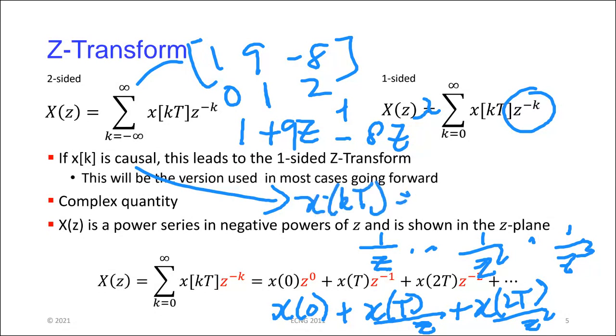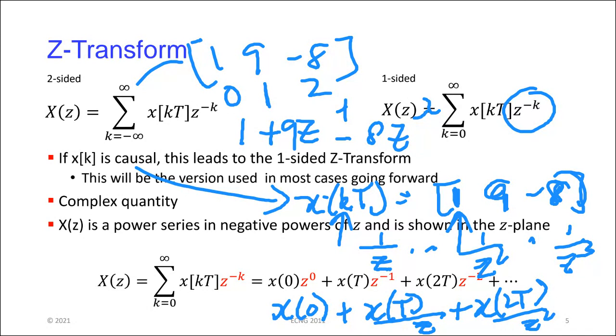xkt is equal to 1, 9 minus 8, right? We're starting k from 0. So this is k, this is a time naught, this is a time 1t, and this is a time 2t, right? And then if it had other values, it would be 3. So we are assuming that the first value here is where t equal to 0 is, okay?